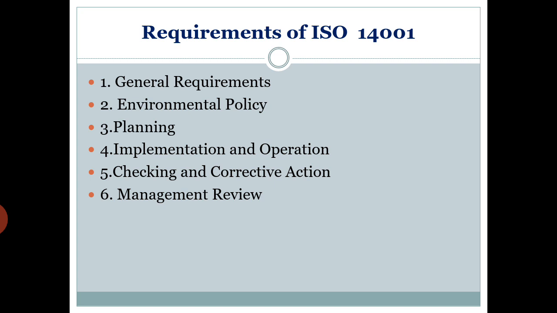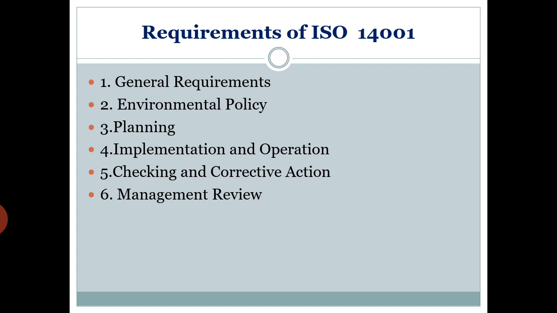Fourth requirement is implementation and operation. Again, this area contains 7 elements. First one, structure and responsibility. Second one, training, awareness, and competency. Third one, communication. Fourth one, EMS documentation. Fifth one, document control. Sixth, operational control. The last one, emergency preparedness and response.